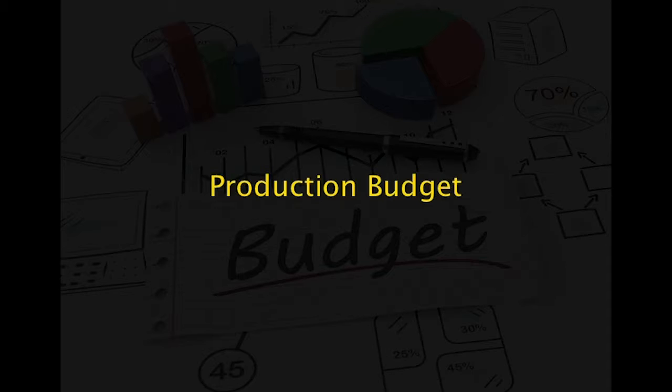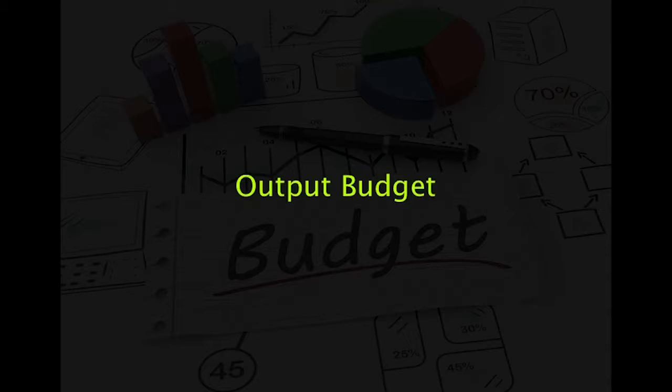Next is production budget. This budget is based on the sales budget. It lays down the quantity of unit to be produced during the budget period. The main purpose of this budget is to maintain an optimum balance between sales, production, and inventory position of the firm. This budget is also known as output budget.